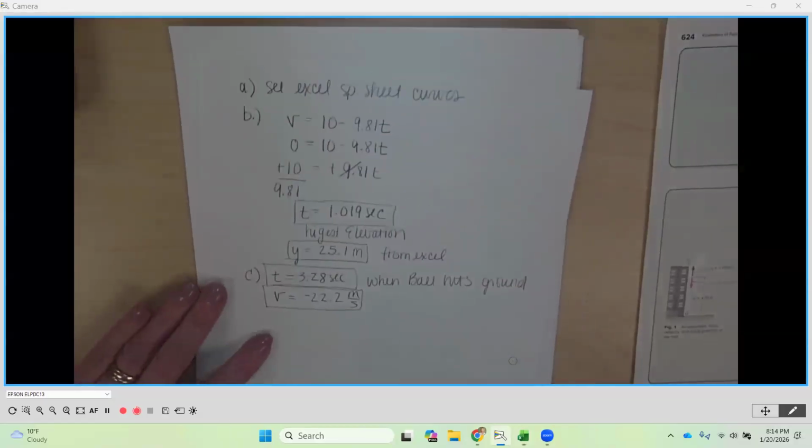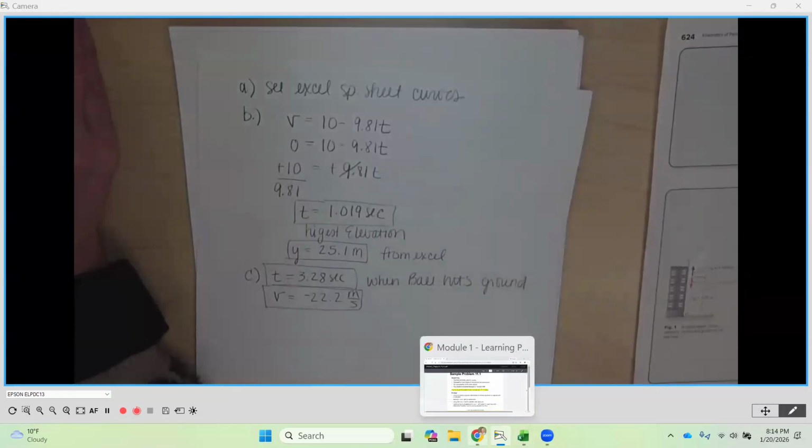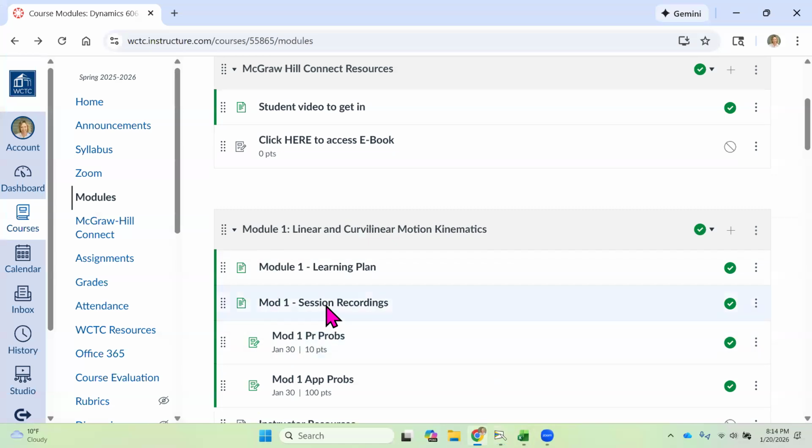So that is sample problem 11.2. Okay, so if we look at the homework that you have assigned, okay, let's go to Canvas, right? Actually, I'm going to stop the recording here.